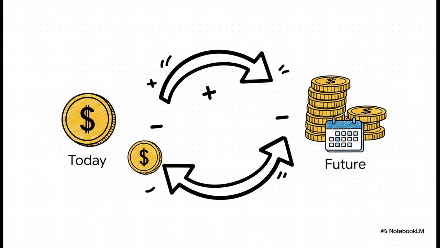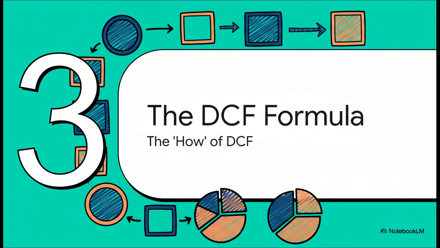Now, let's flip that. If you're promised a dollar a year from now, its value to you today is only about 95 cents. And why? Because you missed out on earning that nickel. That 5% is the discount we have to apply to future money to figure out what it's worth in the present.